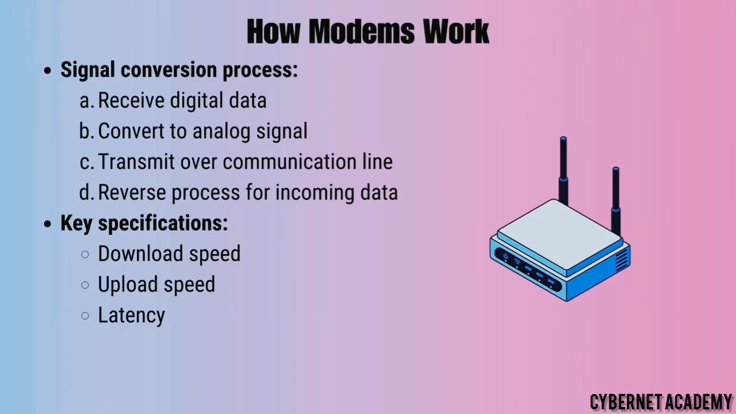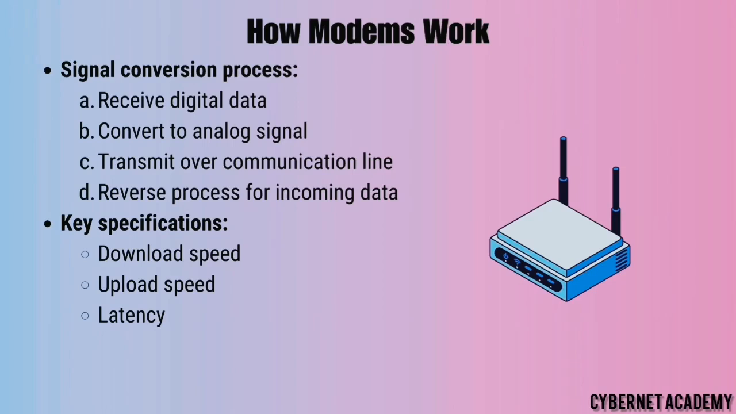At the other end, another modem receives these signals and converts them back to digital. This is like someone receiving and translating your Morse code back into a readable letter. This process happens in reverse for data coming into your network. This all happens incredibly fast in milliseconds. The speed of this process is what we call your internet speed. Faster modems equals faster internet.